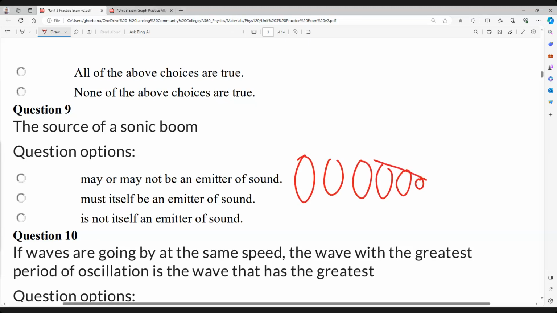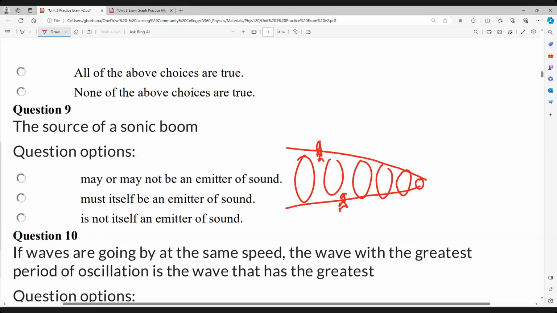So if you are standing at the edge of this cone, let's say you are here or here, the airplane that is traveling, this is the airplane, and these circles are the sound waves. The person standing here hears the sonic boom, boom, boom. This we call the sonic boom.